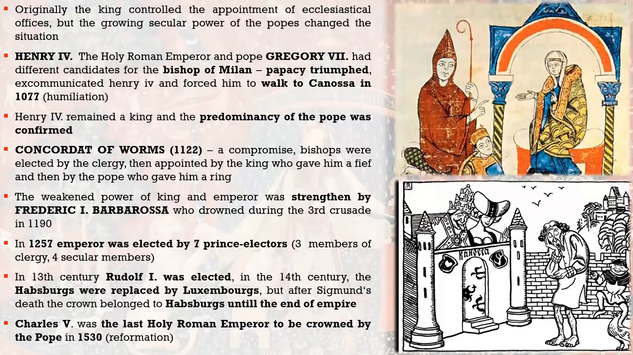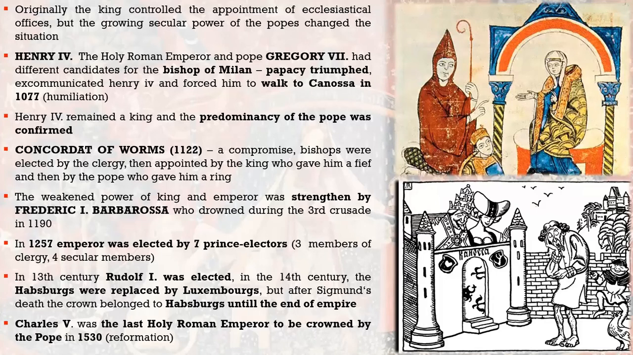In the 13th century, Rudolf I was elected. In the 14th century, the Habsburgs were replaced by the Luxembourgs, but after Sigismund's death, the crown belonged to the Habsburgs until the end of the empire. So Rudolf I was one of the Habsburgs, but in the 14th century, Rudolf I, who was also King of Bohemia, for example, was elected. In the 14th century, the Habsburgs were replaced by the Luxembourgs, but after the death of Sigismund the Luxembourg, the crown was once again Habsburgian.